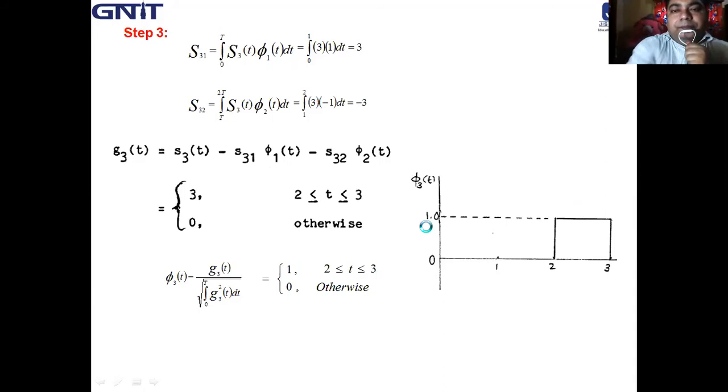So we have 3 signals. So naturally, the maximum number of basis functions present in this problem is 3. So already we have determined the 3 basis functions, which are phi 1(t), phi 2(t) and phi 3(t). In that way, we can easily construct the basis functions if the signals are available.